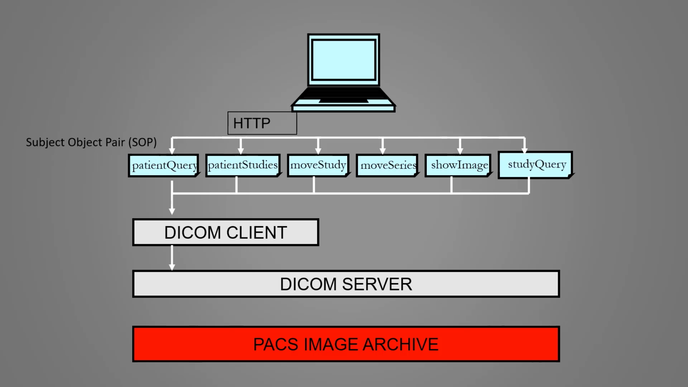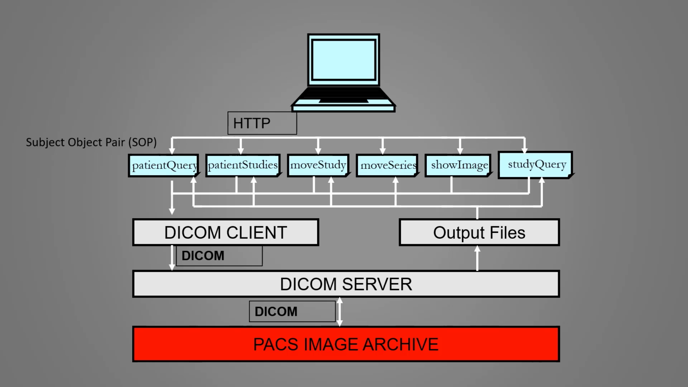The PACS archive then takes and retrieves the information and pushes it back to the DICOM server, and the DICOM server then sends the information that it has pulled back out to the network to be utilized. These are output files. The output files are transported through the TCP or transport protocol, and they are converted into CGIs or computer graphic interfaces.